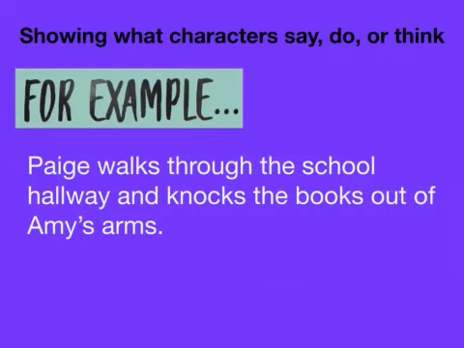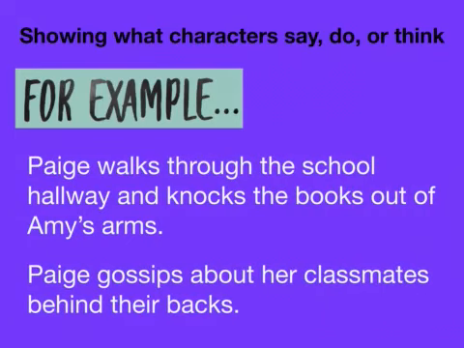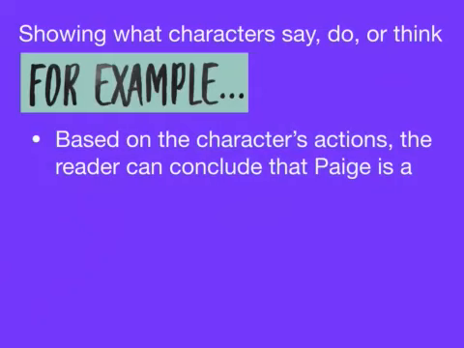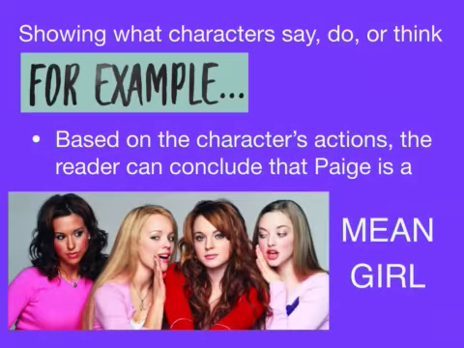Paige walks through the school hallway and knocks the books out of poor Amy's arms. What else does Paige do? Paige gossips about her classmates behind their backs. Paige does not seem like a very nice person. Based on Paige's actions, she knocked the books out of Amy's arms, she gossips, the reader can conclude that Paige is a mean girl.